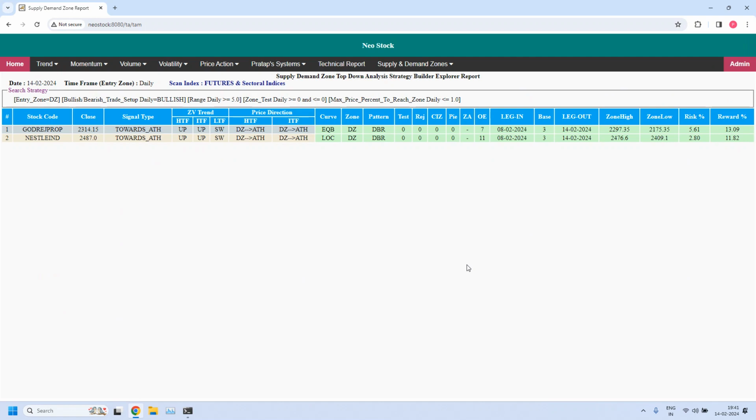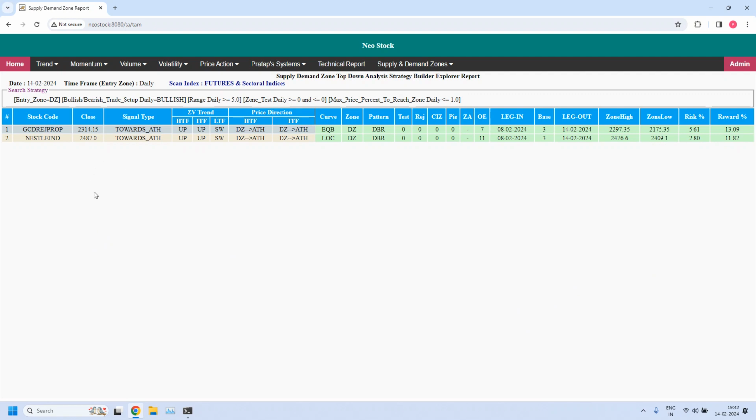Even though these two stocks are moving towards all-time high, there is a chance tomorrow that all of a sudden, for some time, price may change direction and come down to the demand zone, and the pending orders will give a big push. That possibility might be there. So these two stocks are within 1% to the demand zone.